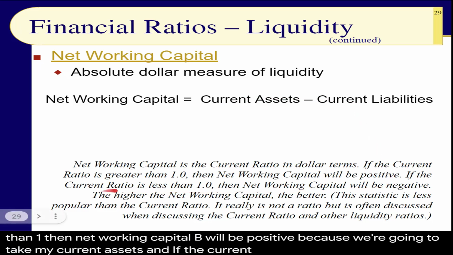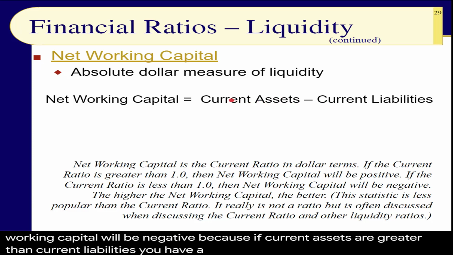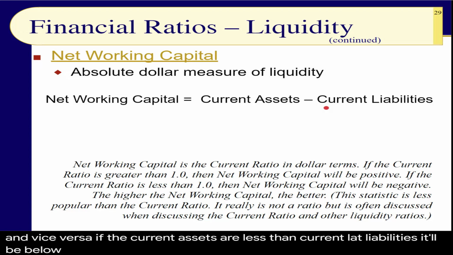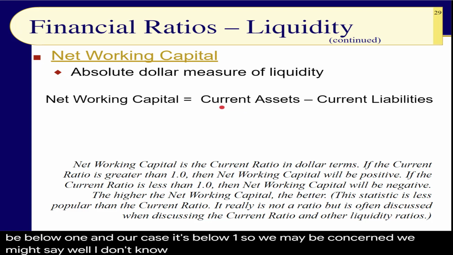If the current ratio is less than 1, then the net working capital will be negative. Because if current assets are greater than current liabilities, you'll have a greater than 1 current ratio, and vice versa. If the current assets are less than current liabilities, it'll be below 1. In our case, it's below 1. So we may be concerned. We might say, well, I don't know about Sprouts.